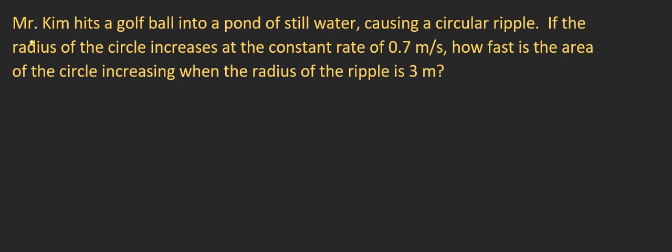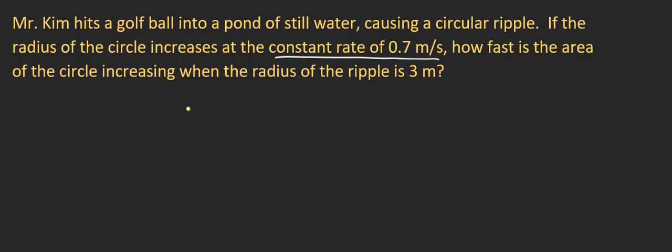Let's take a look at this example. Mr. Kim hits a golf ball into a pond of still water, causing a circular ripple. If the radius of the circle increases at the constant rate of 0.7 meters per second, so think about it.